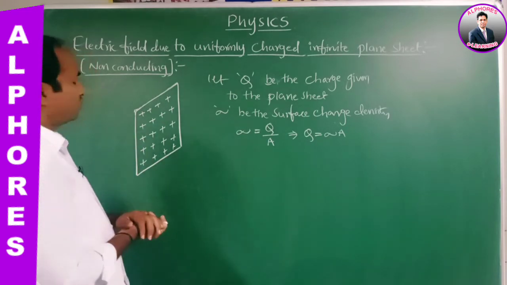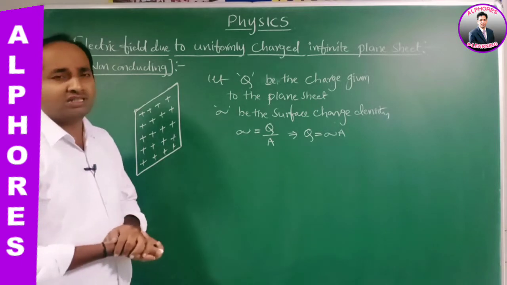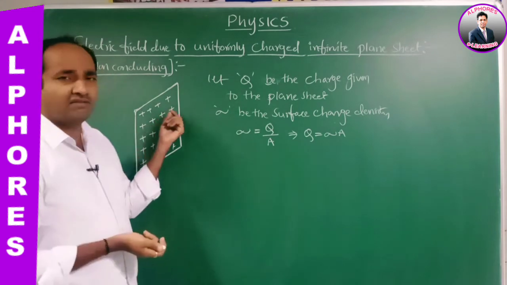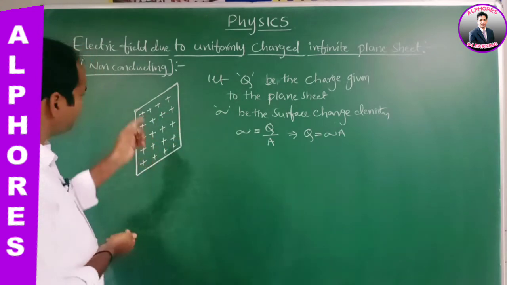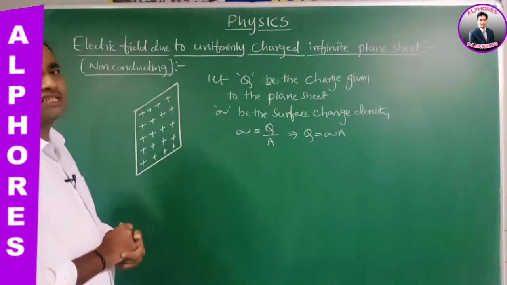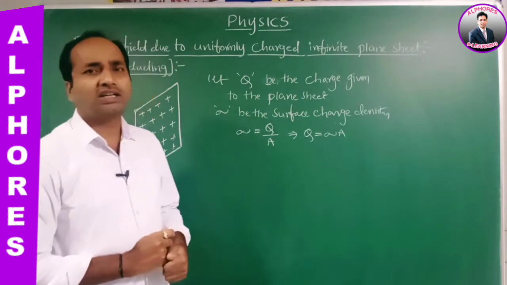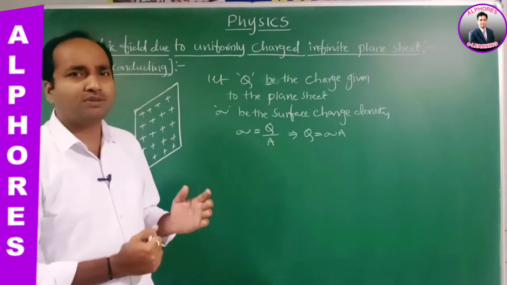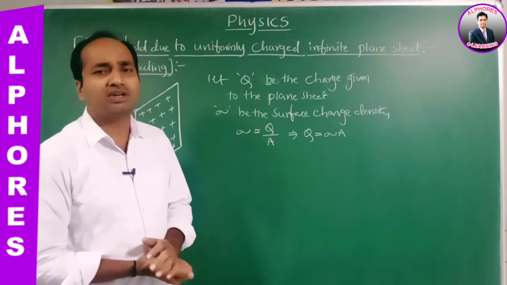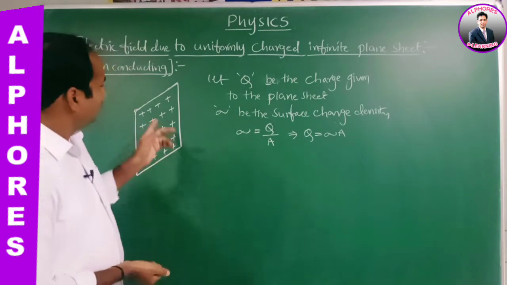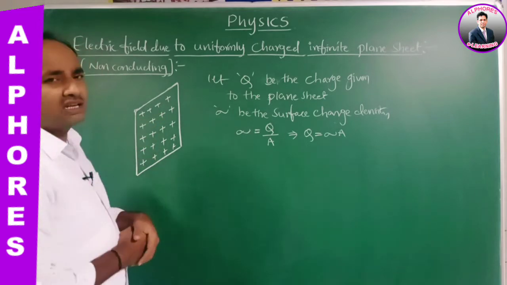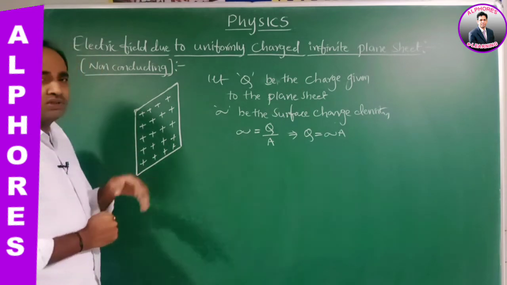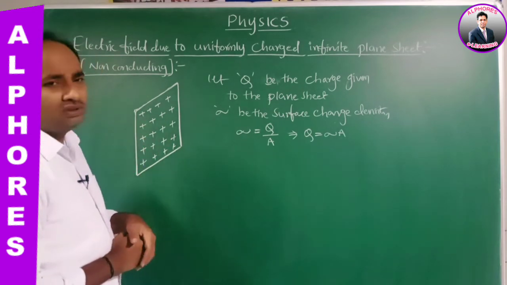What is the difference here? In a conducting sheet the charge resides only on the surface, but here the charge is there at every point. What is the statement of Gauss law? The total electric flux passing through any closed surface is equal to 1 by epsilon naught times the net charge enclosed by the surface. By using Gauss law we should construct a closed surface around this plane sheet.